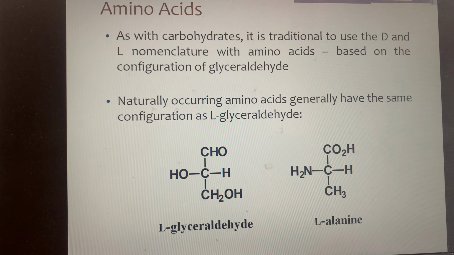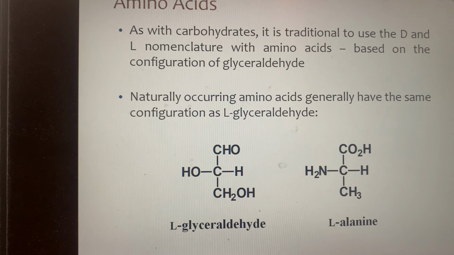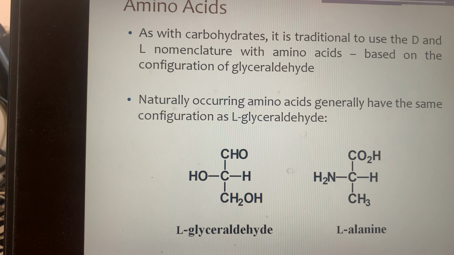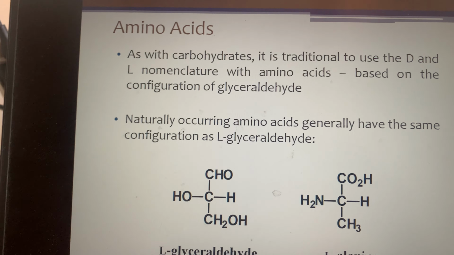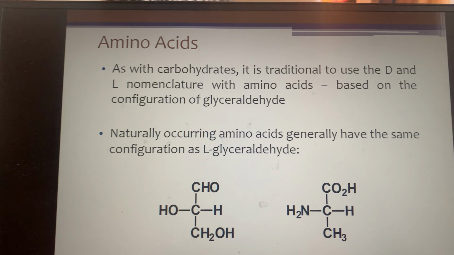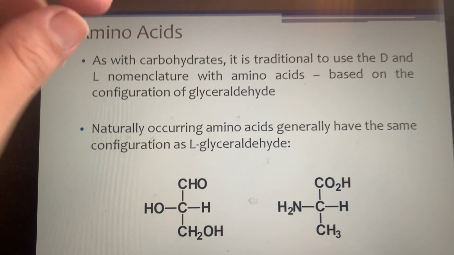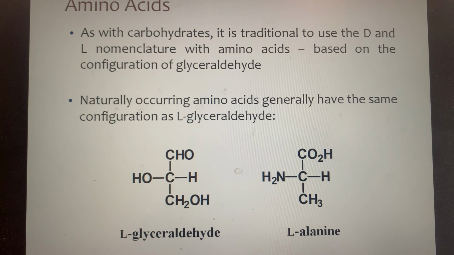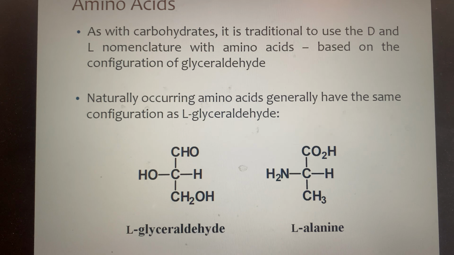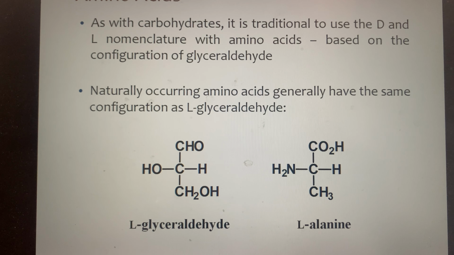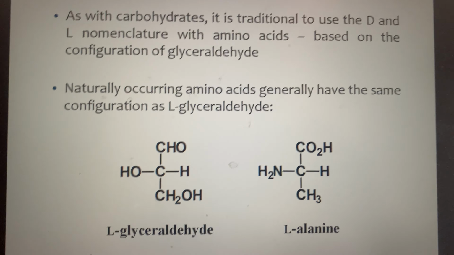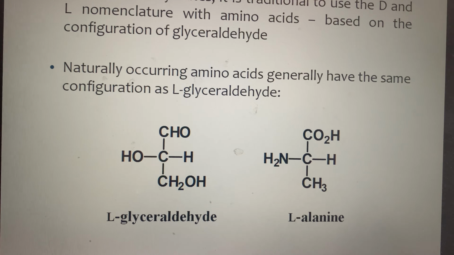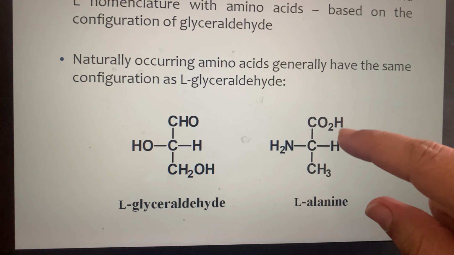As with the carbohydrates, it is traditional to use the D and L nomenclature with amino acids based on the configuration of glyceraldehyde. Same as in carbohydrates, where we use D isomers and L isomers, in proteins we also use D or L configuration. Naturally occurring amino acids generally have the same configuration as L-glyceraldehyde. Remember, all the bulky groups are on the right side of the carbon. That's why they are written as L, and naturally occurring amino acids are written as such.